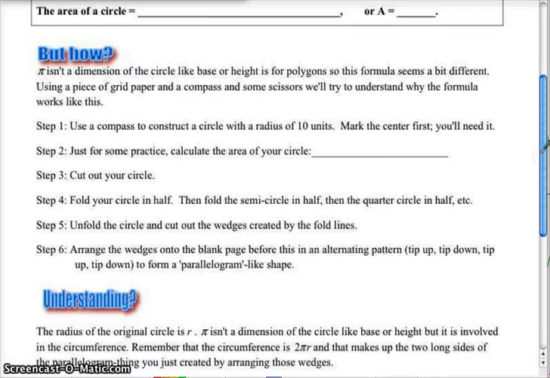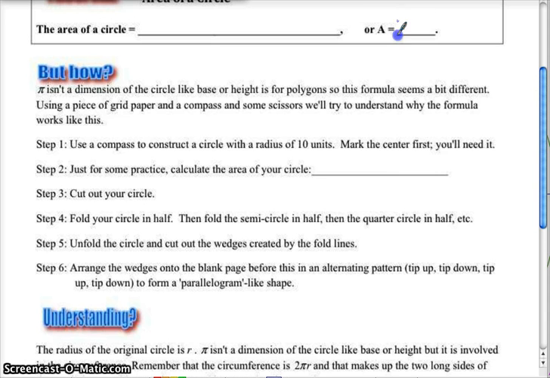Okay, so it says, how do we know this formula? So what is the formula? Well, I'll go ahead and give it to you. It's just pi r squared, right? Pi times r squared. But how do we know this formula? It says pi isn't a dimension of the circle like base or height is for polygons, so this formula seems a bit different. We're going to use a piece of grid paper. You can just use a blank piece of paper. You should have a compass and scissors, and we'll try to understand how the formula works.